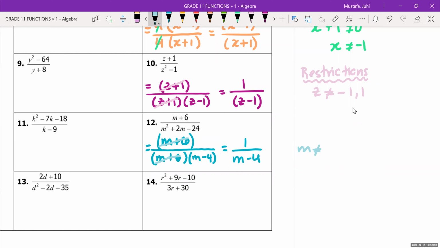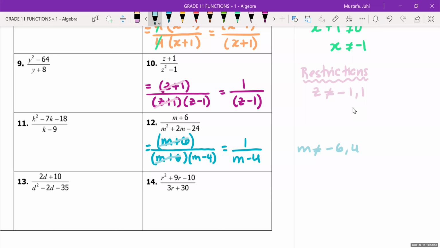Good try. Look at the bracket that we crossed out, m plus 6. Yeah, so I'm going to say m cannot equal -6, comma 4. And that's really all you need to write for your restrictions. You don't have to write the word restrictions or anything. That's it. Are we getting the hang of it? Yeah. Yep.